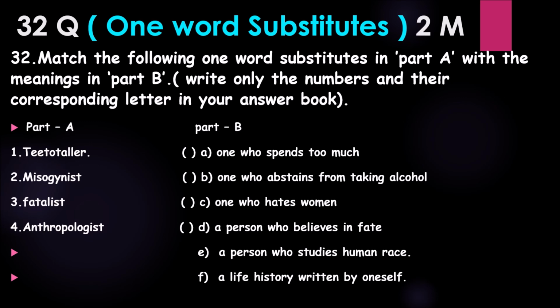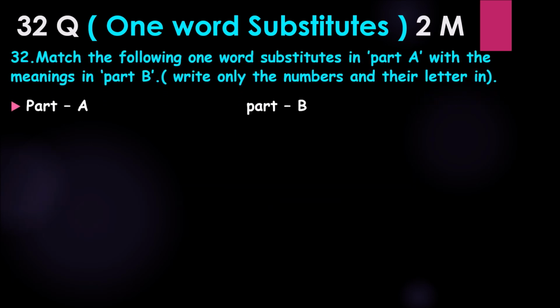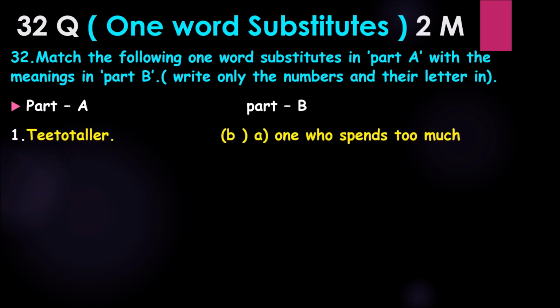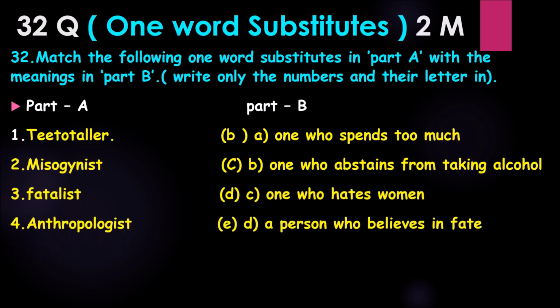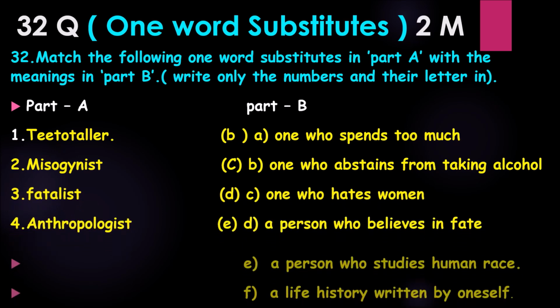One who spends too much money, one who abstains from taking alcohol, one who hates women, a person who believes in fate, a person who studies human race, a life history written by oneself. So you have all read this from reading unit number 1 and reading A. And now let's check. Right. Teetotaler, misogynist, fatalist, and anthropologist. Now let's look at the options.